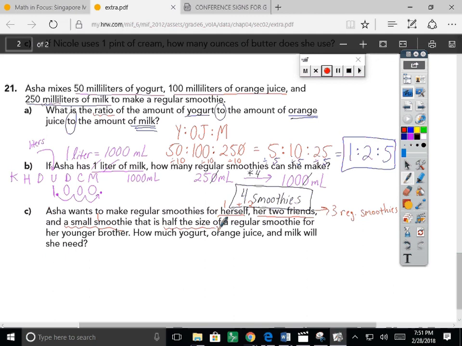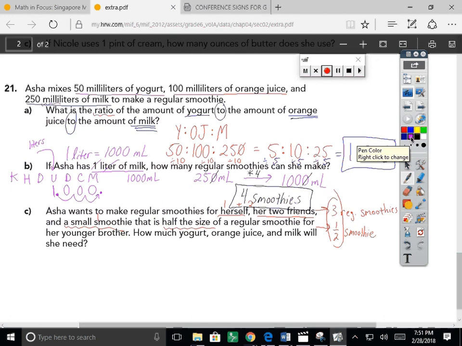It's kind of like saying I want to make 3 regular and 1 half. Oh, 1 half smoothie. Oops, how do you write smoothie if it's just one of them? I guess like this. Okay. So if I were to combine these, how many smoothies am I trying to make? 3 and a half.